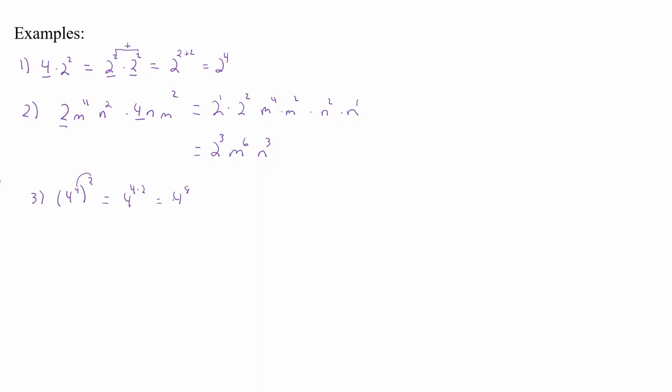Now, if they had told us to break it down even further and ask what 4 is, we could do that, but that's not always the case. They don't always want us to make it as simple as possible. So 4 again is 2 squared, and that's raised to the 8th. Well, what does that become? That becomes 2 to the 2 times 8, so that's going to be 2 to the 16.